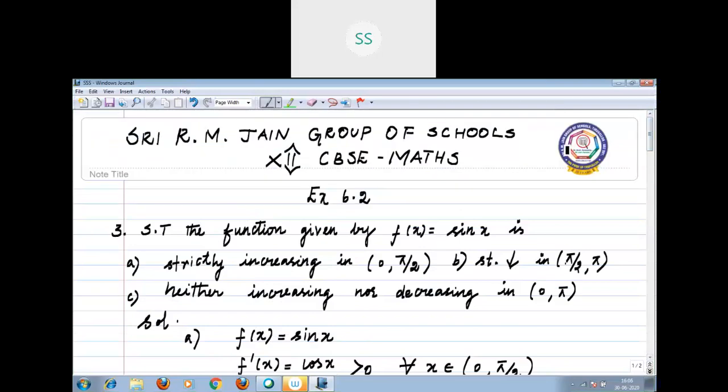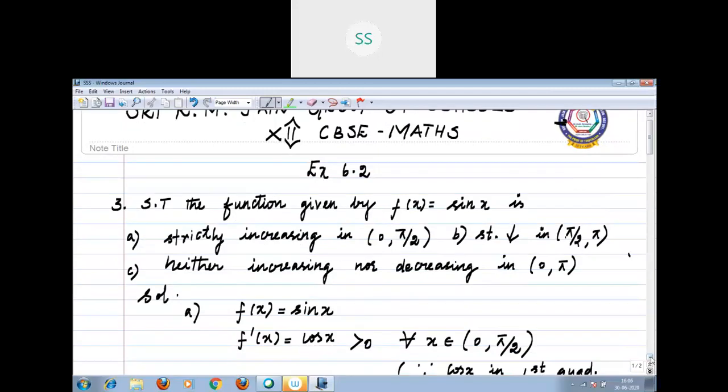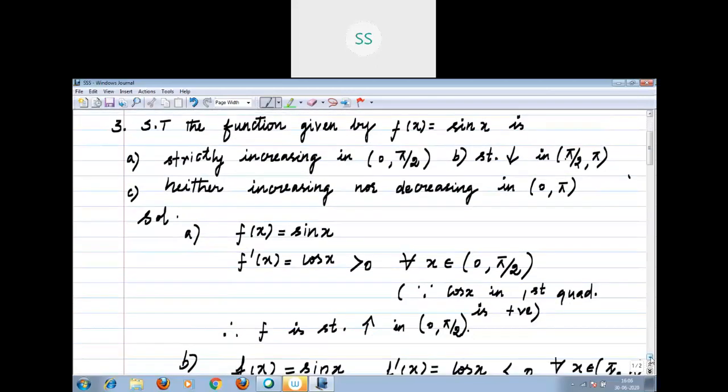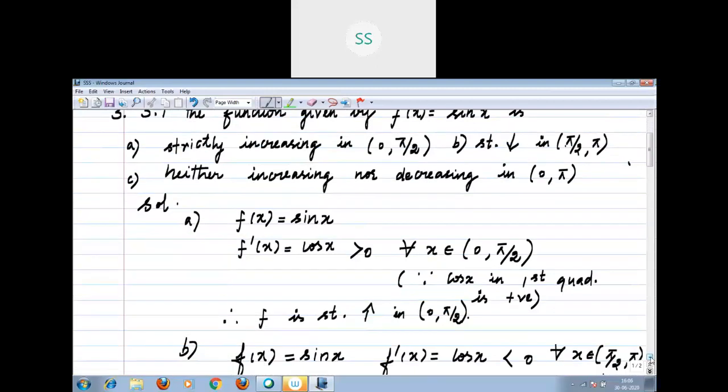See, here the function sin x is given. f dash of x is nothing but cos x. Here you don't want to find the interval and all because it is given in the question itself, right? See here, f dash of x equal to cos x. The interval 0 to pi by 2 means that is first quadrant. In the first quadrant, all the trigonometry functions are positive. Therefore, it is strictly increasing.